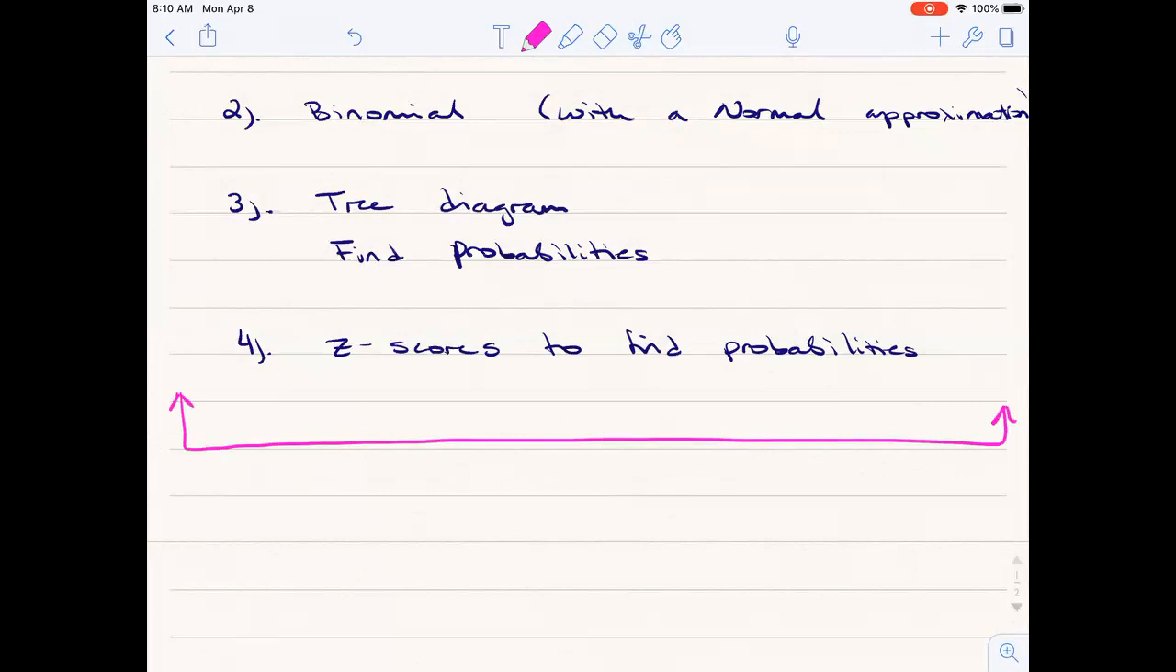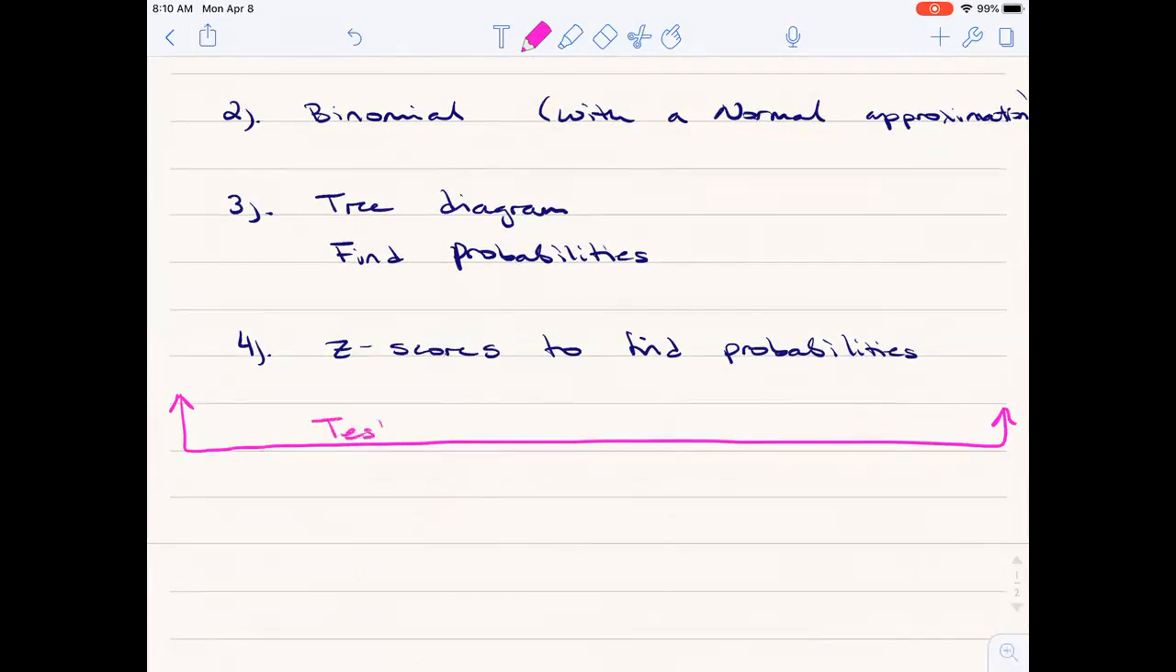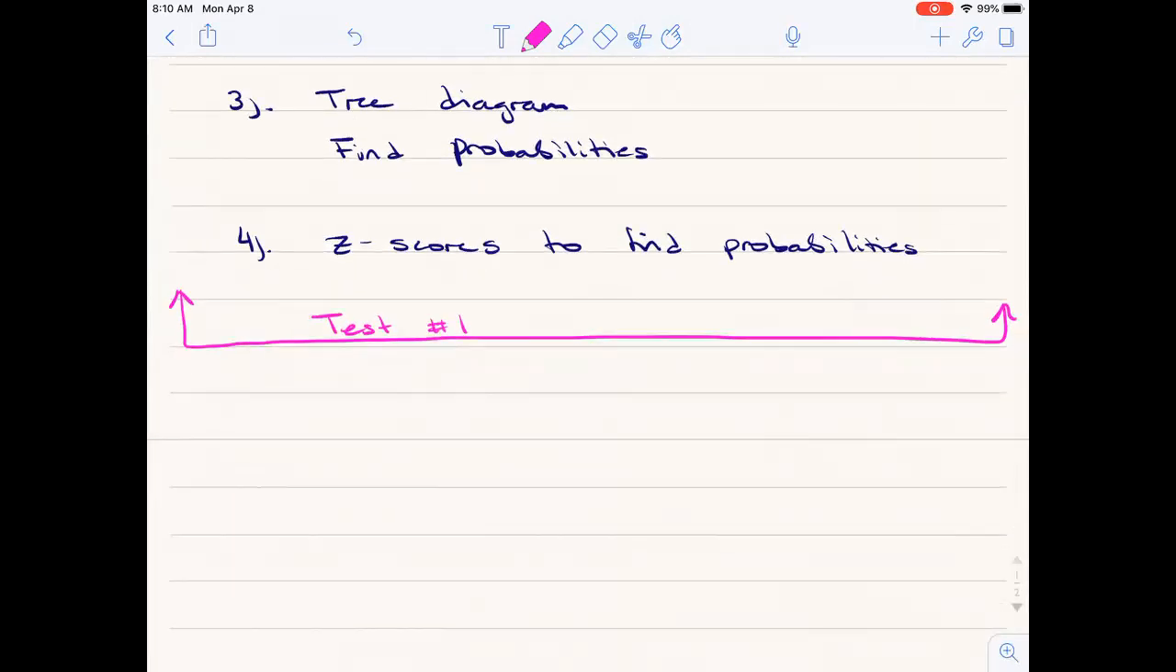So everything from here on up is from test number 1, and assignment 1, assignment 2, and assignment 3.